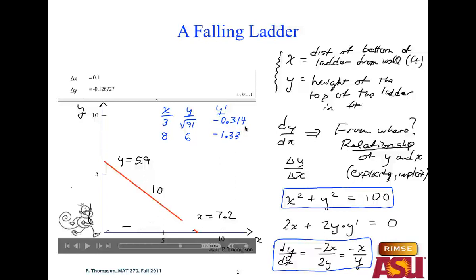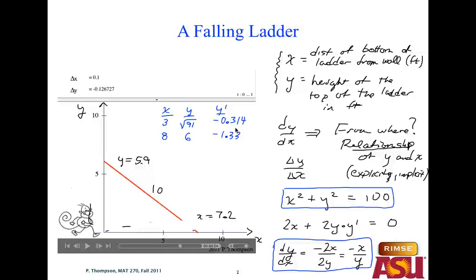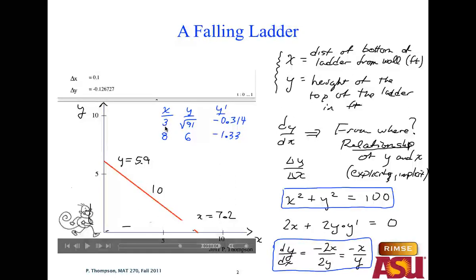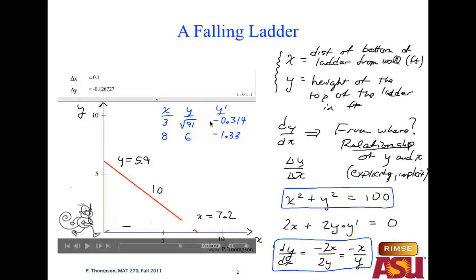Do you agree with that, Shana? He said for every little change in y, the change in x is negative 0.314. Isn't it only when it's 3? Okay, 3 feet away from the wall? So when the bottom of the ladder is 3 feet away from the wall, for a little change in y, the change in x is negative 0.314.